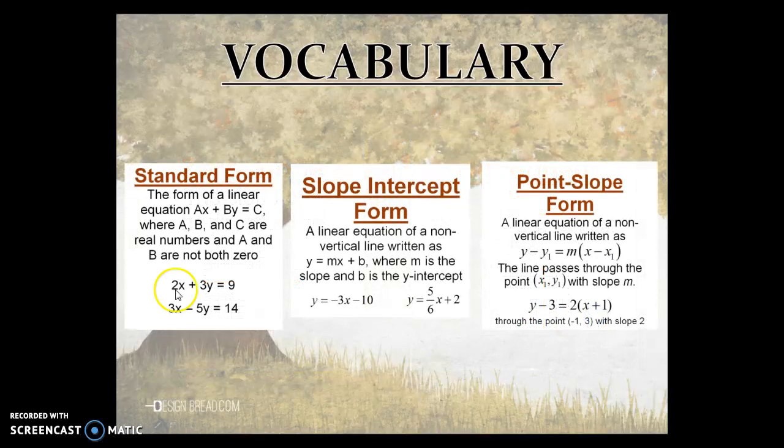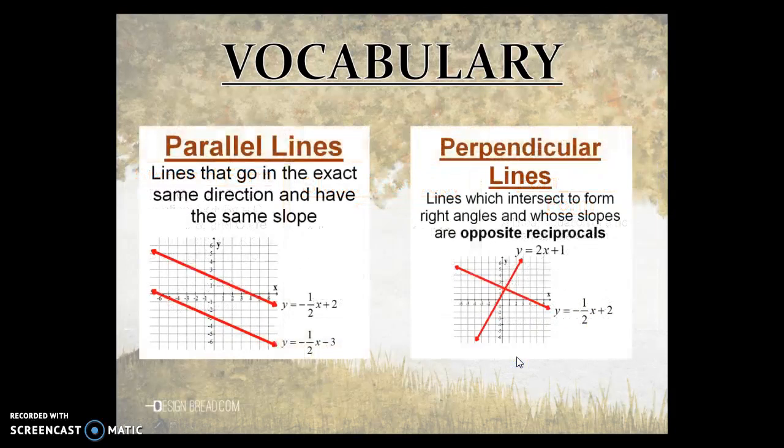Standard form is ax plus by equals c. Slope intercept form is y equals mx plus b. Point slope form is y minus the y value of the point equals the slope times x minus the x value of the point. So here you're given the point -1, 3. So this is a positive one because of the minus, it's the opposite, and 3 is -3, and then the slope was 2.